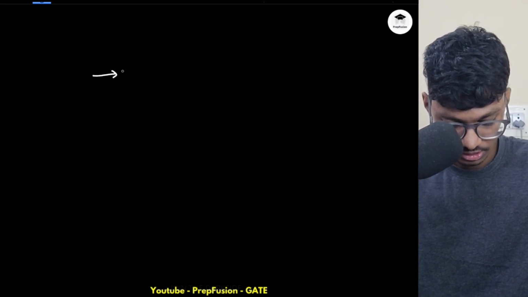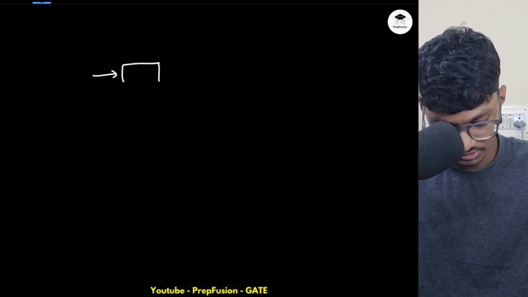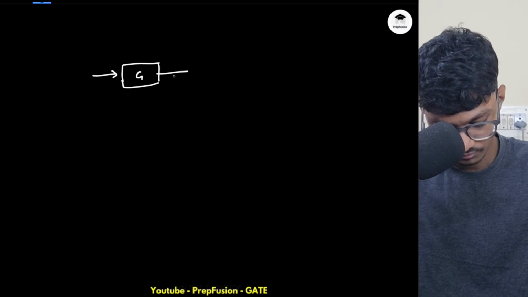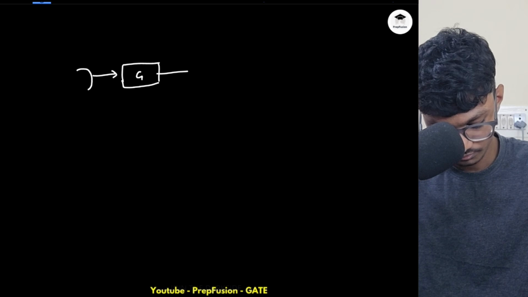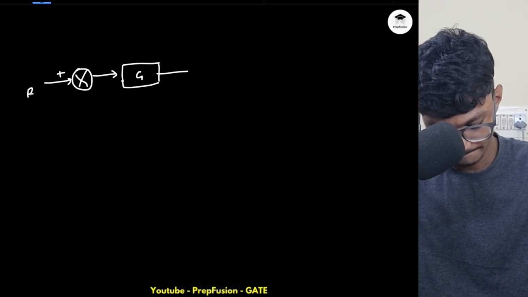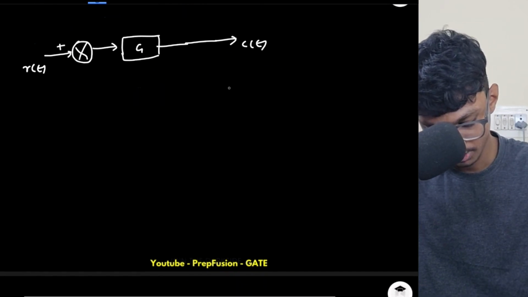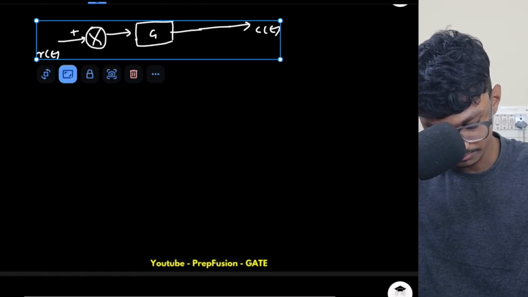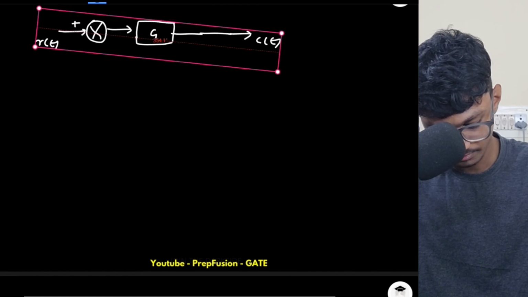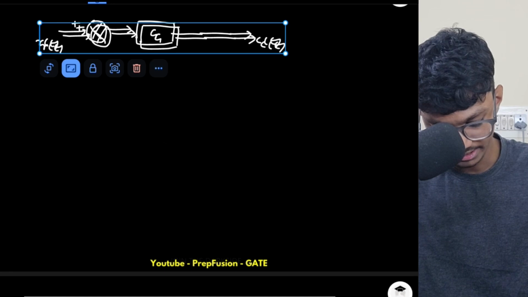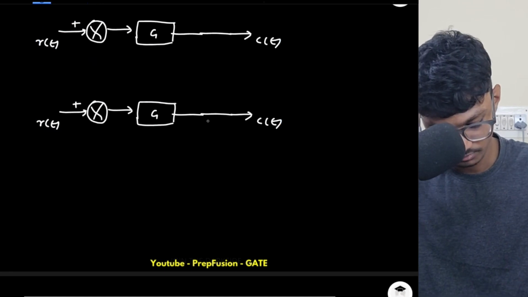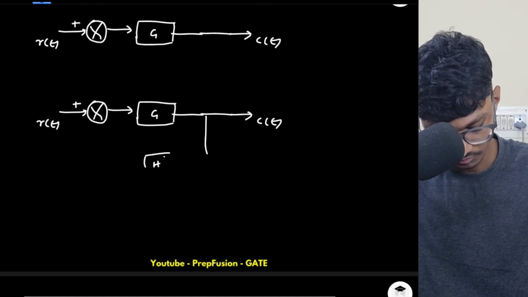If I have a simple system that is simply a G, this is my input, this is my output, this is an open loop system. Now in this open loop system, if I add a negative feedback, what will happen?